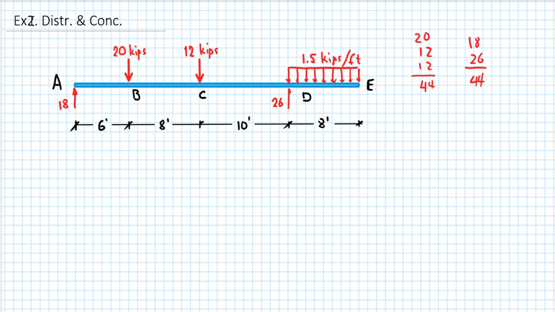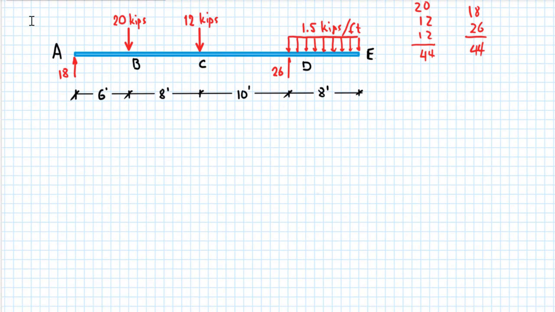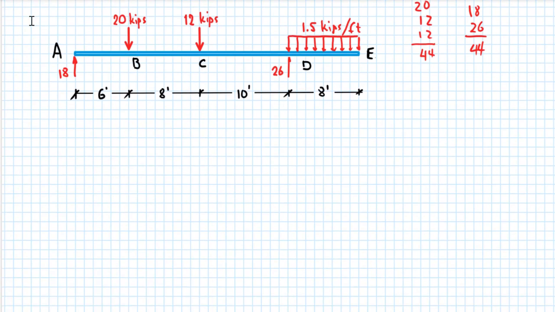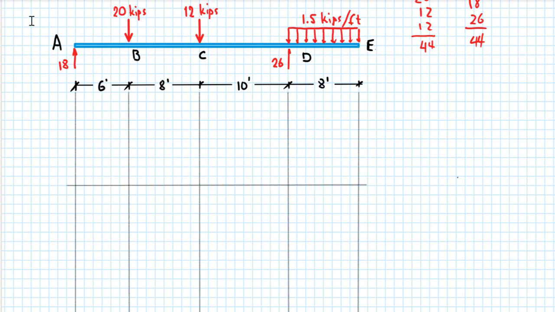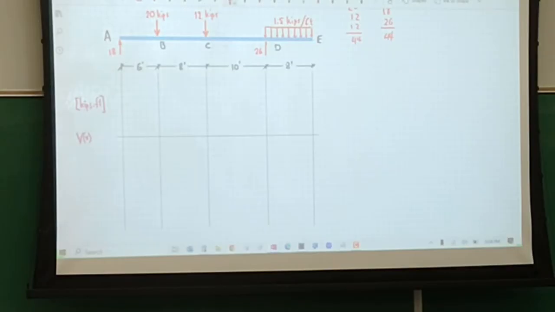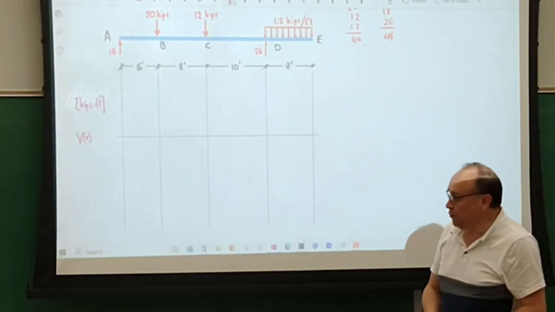All right, so you have to do your lines for the diagram. You put your labels, shear. You can say shear of X, and the units are kips. So what do you have to do? What do you have to do?